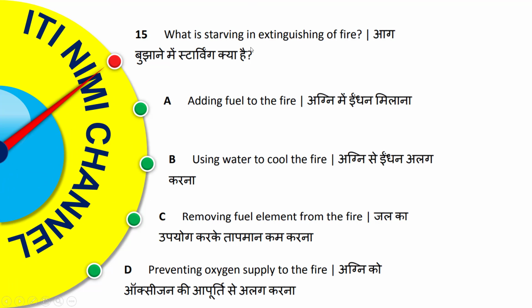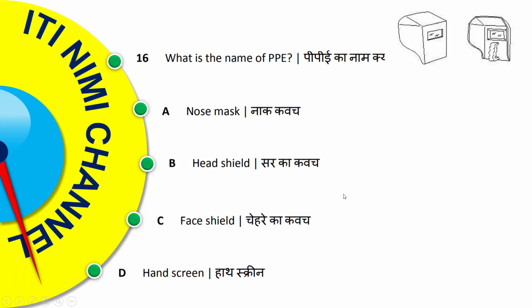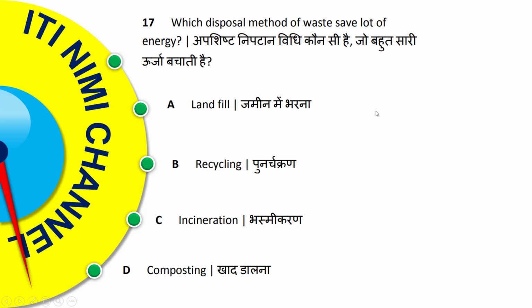What is starving in extinguishing of fire? Adding fuel to the fire, using water to cool the fire, removing fuel element from the fire, preventing oxygen supply to the fire. The answer is removing fuel element from the fire. What is the name of this PPE? We have to tell what is the name of this PPE. Nose mask, head shield, face shield, hand screen. The answer is hand screen.